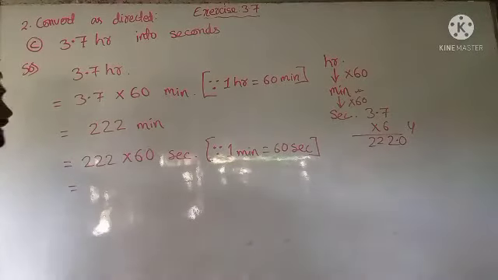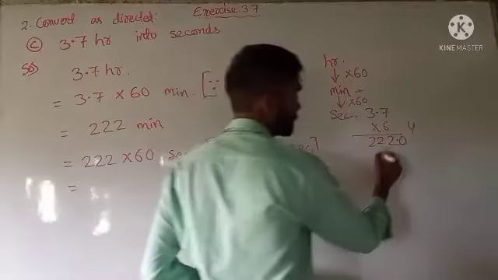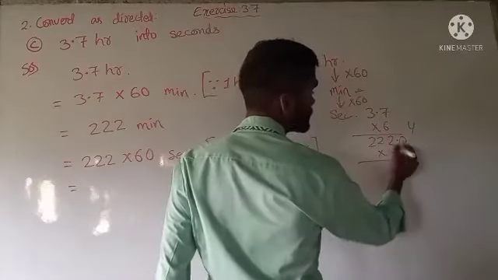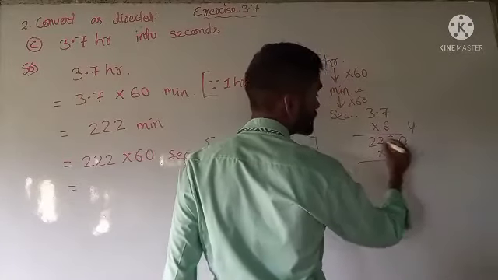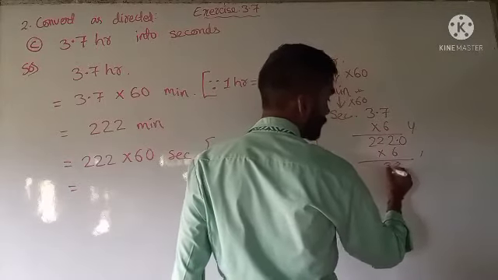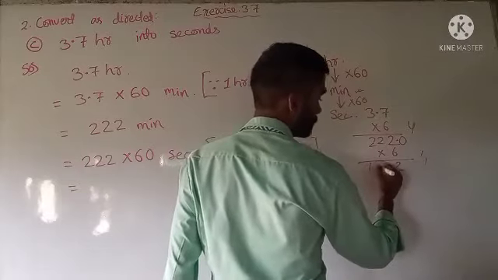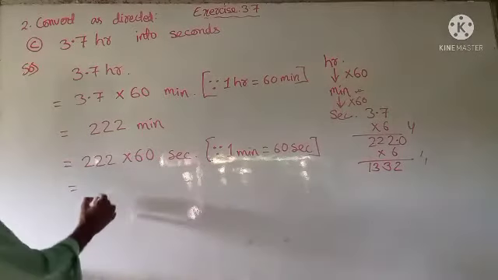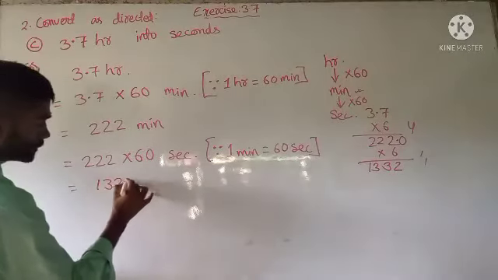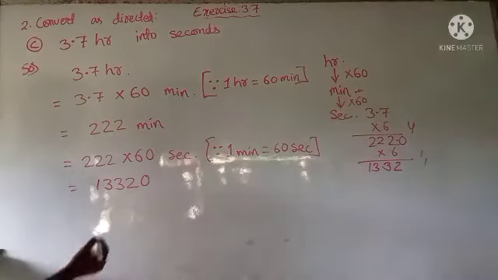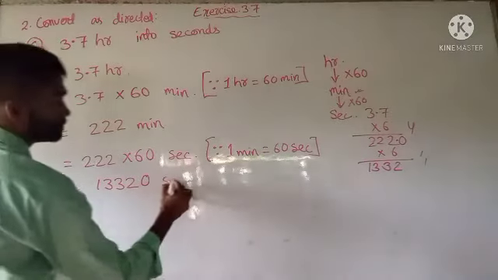Now let us multiply and find our answer. So let us multiply again with 6, and then we will add 1 zero here. Now 6 into 2 12, 2 1 in hand, 6 into 2 12 plus 1 13, 1 in hand, 6 into 2 12 plus 1 13. So we got here answer, that is 1332. Again 1 zero is there, that zero. So we got our answer, that is 13,320 seconds.